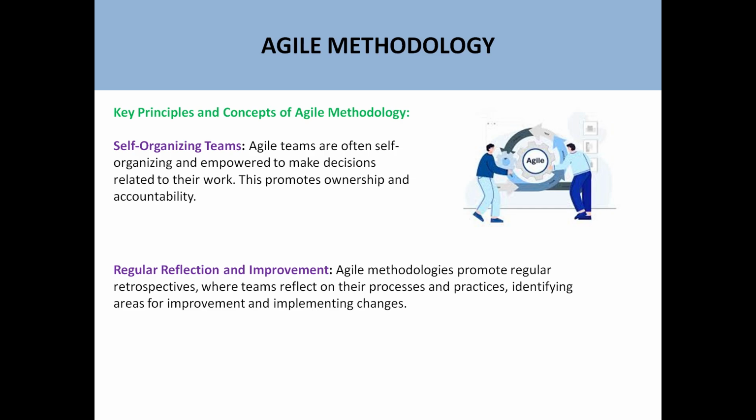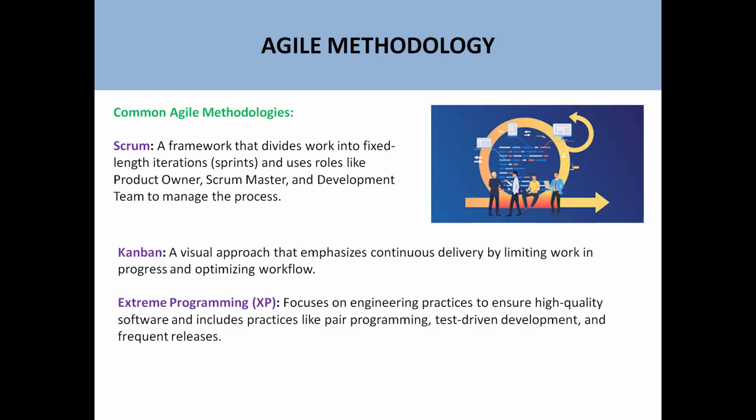Then regular reflection and improvement. Agile methodologies promote regular retrospectives where teams reflect on their processes and practices. They sit together after every review with the customer of the sprint and try to understand what things went wrong, what things went well, and how they can improve the next sprint and next delivery. So the main objective of the retrospective session is to focus on the positive things, repeat them, and try to avoid the negative things in the next sprint.